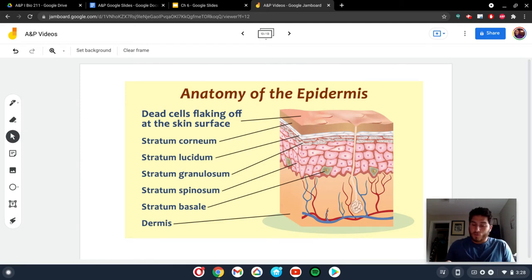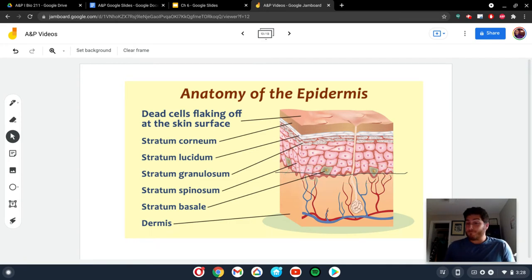Real quickly, what I can show you is, if you follow this line, it's not the best line in the world. But the point is, we're talking about everything above this, all right, including this dark line right here. So we are going to be talking about that and everything above it. So this is the epidermis.